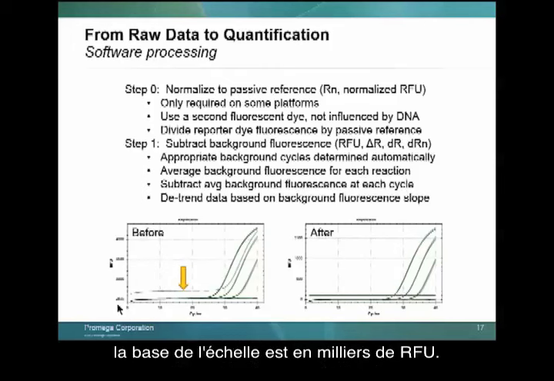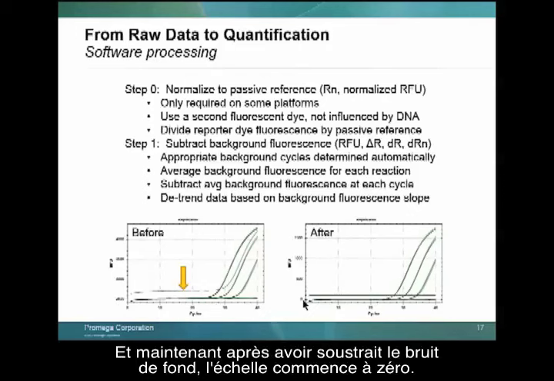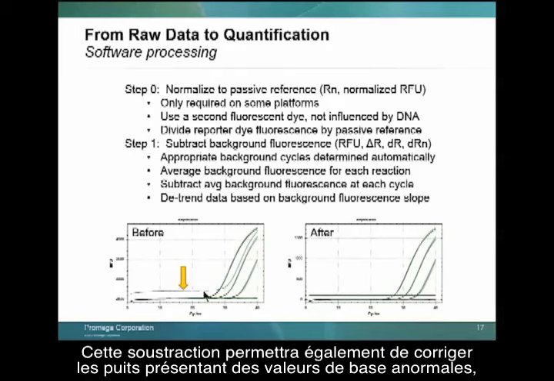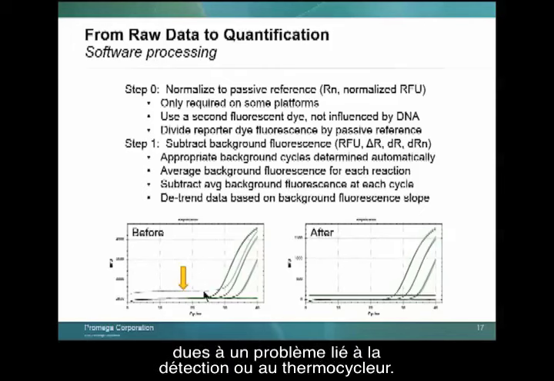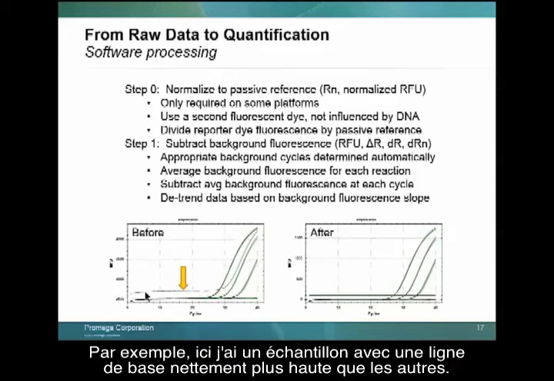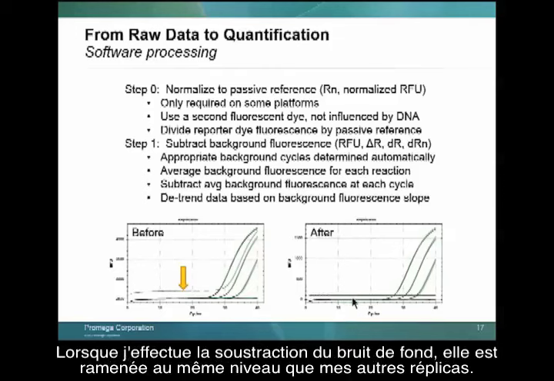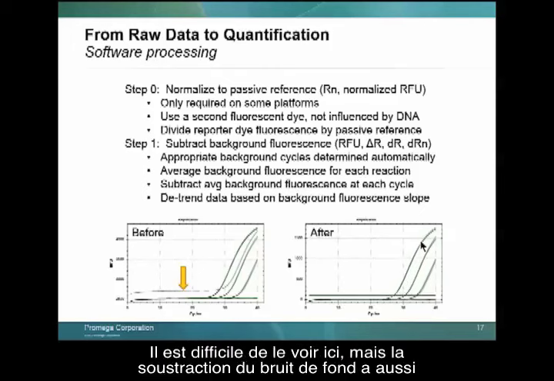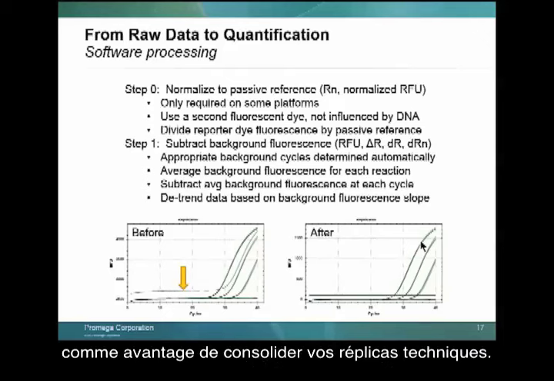And this will have the effect then of both changing the scale, so you can see before my RFUs are in the thousands, and now by subtracting the background, I'm scaling to zero to start. It will also bring in outlier wells, whether these are outliers due to detection or maybe something's not quite right with your cycler. But you can see here I have one very high fluorescence outlier that when I perform background subtraction, this then is pulled into the mix of all of my other replicates. It's hard to see here, but performing the background subtraction also has the benefit that it tightens up a lot of your technical replicates.